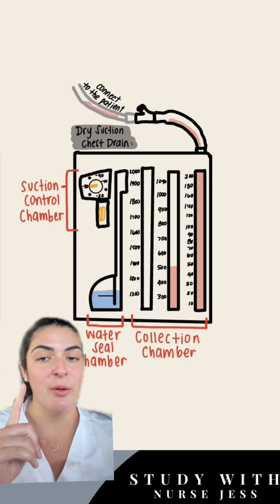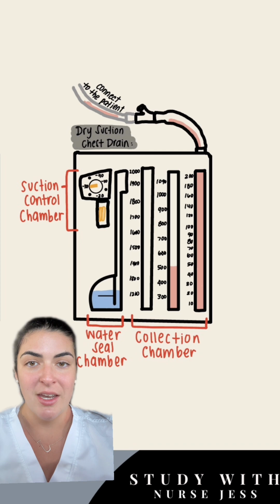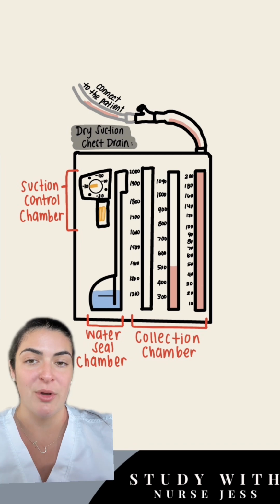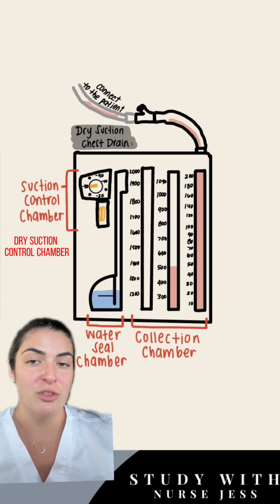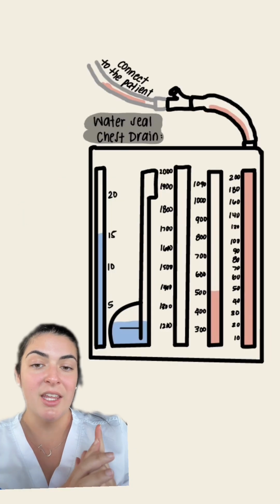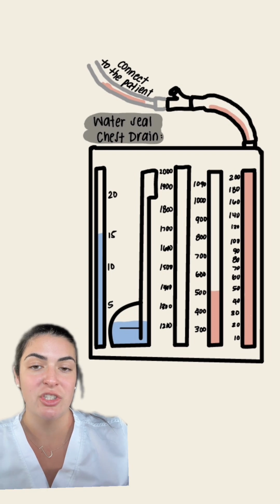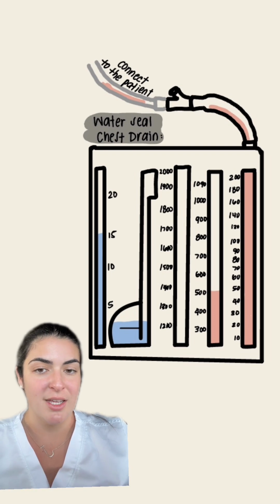And lastly, we have our suction control chamber. It's important to remember that this is set by a doctor's prescription. Now, you have two types of these chambers. Here we have a suction control chamber where we set the number via a knob. And here we have our water seal chamber, and we will actually pour water into this section up to the number that the doctor has prescribed.